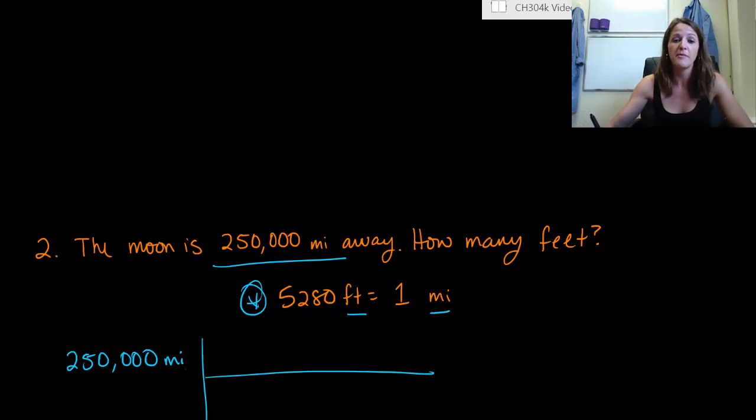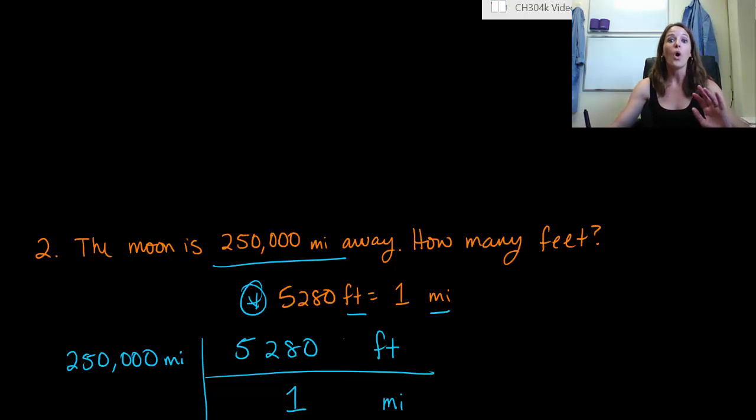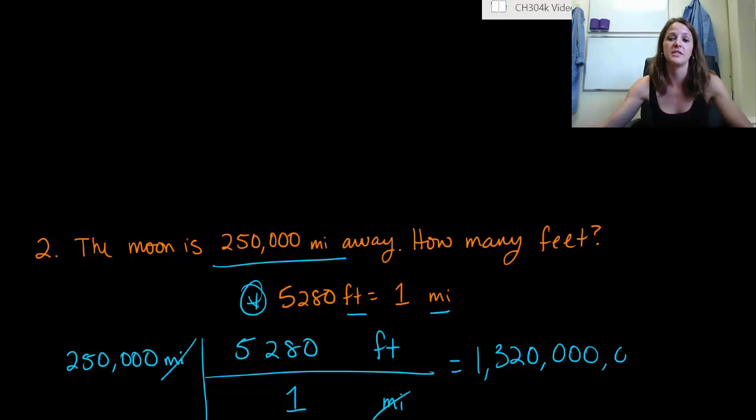So we have miles on top. If miles is on top, we have to have miles on the bottom. We're trying to go directly from miles to feet, but we have a conversion factor, so we just have to plug this in. For every 1 mile, we have 5,280 feet. So all we have to do is multiply these two numbers together. 250,000 miles times 5,280 feet. Miles cancel out, we're left with feet, and you get this giant number, 1,320,000,000 feet. That's your answer.